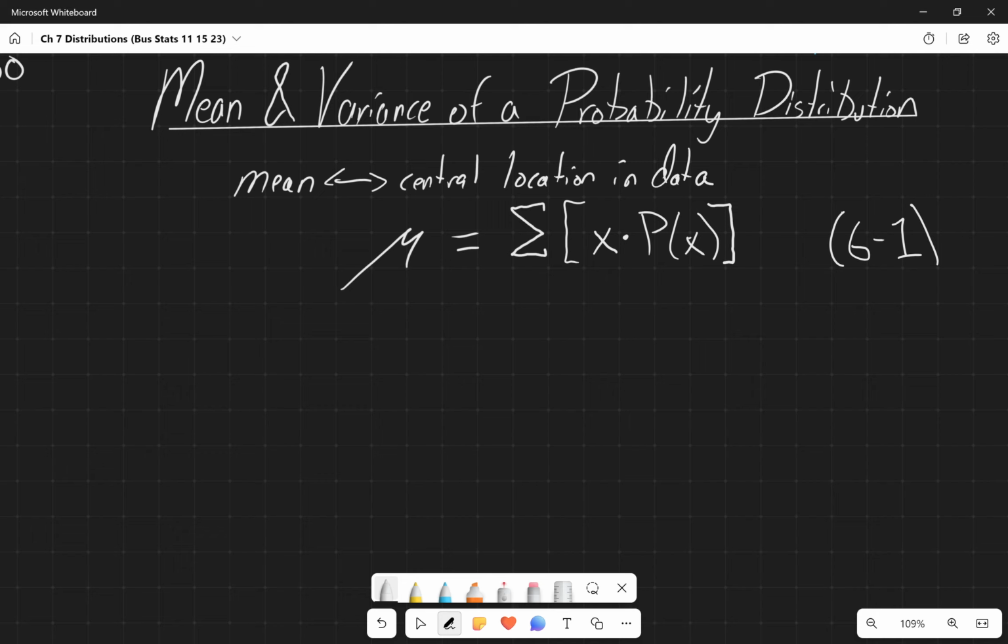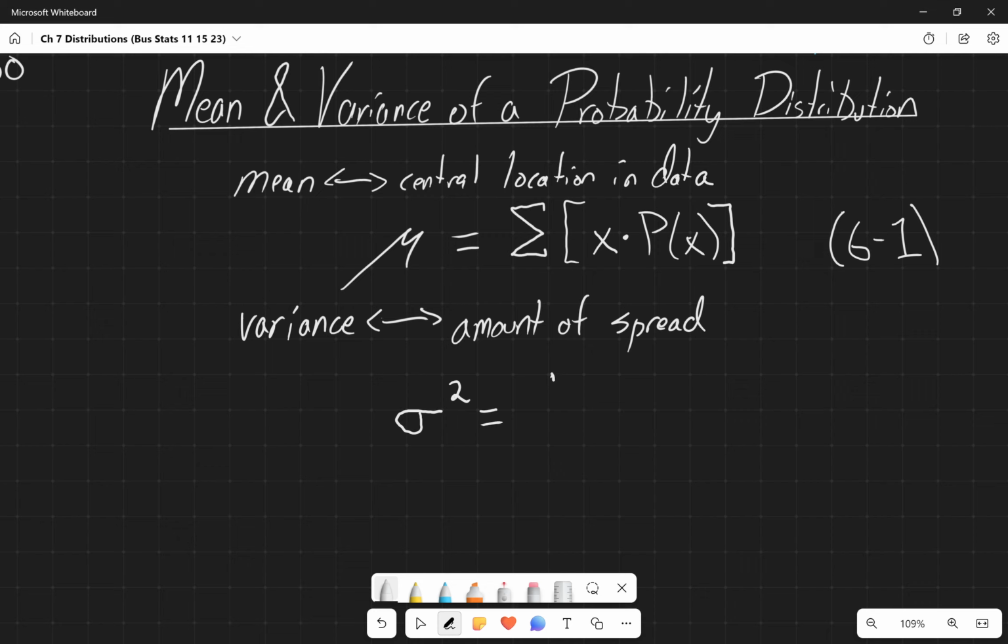So the second question we ask after the central location of the data is, what is the spread of the data, right? The variance. Is it a tight fit narrow band of data, or is it a wide sloppy data set? So the variance of a probability distribution is represented by sigma squared, and this is equal to, again, summation symbol.